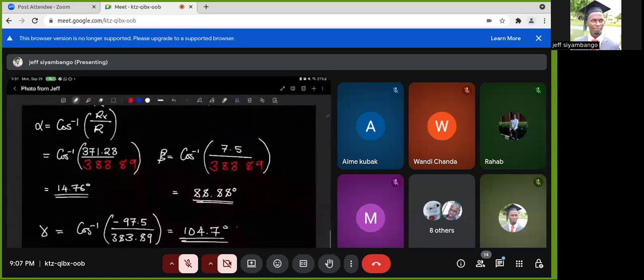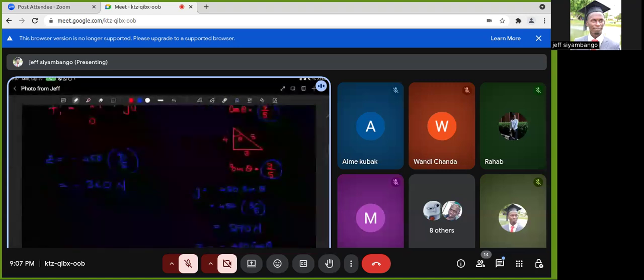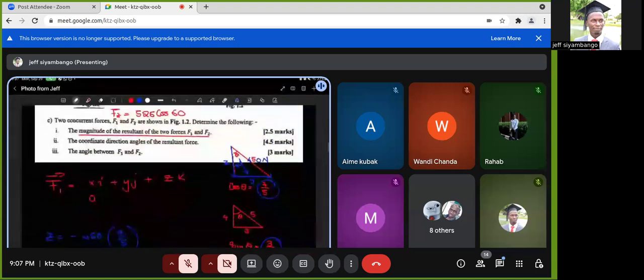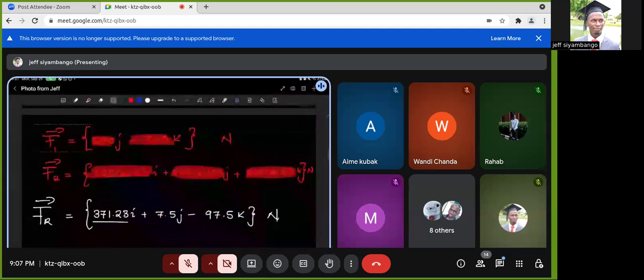Okay. So we have obtained the direction of alpha, beta, and gamma for the result. In part 3, they're now asking for the angle between F1 and F2. So it's a good thing we already have these in Cartesian vector form.